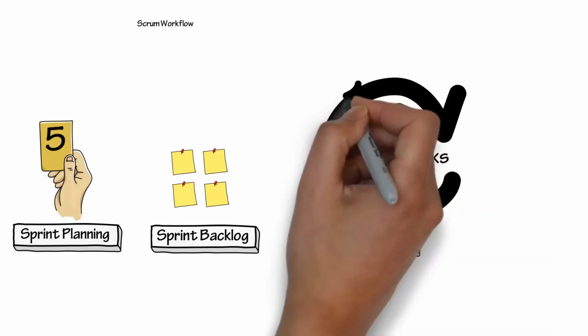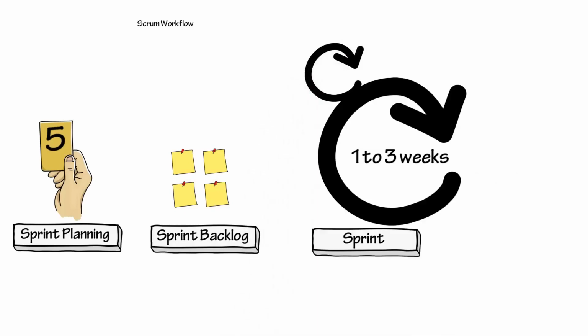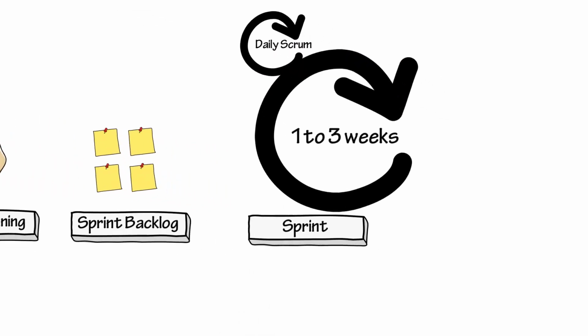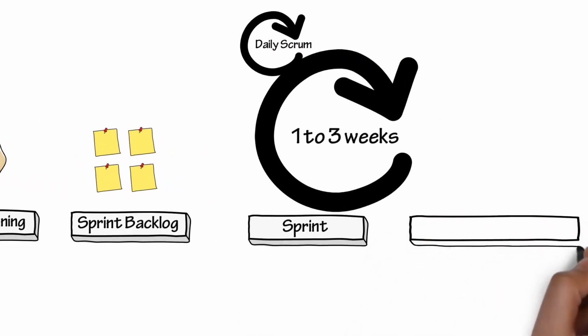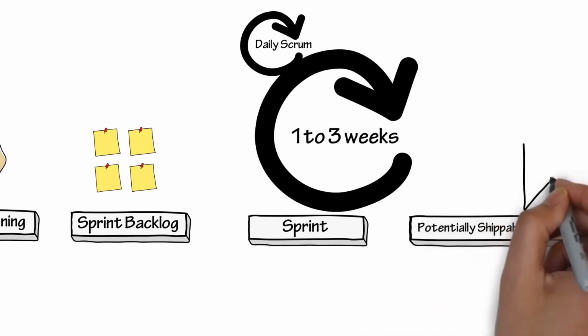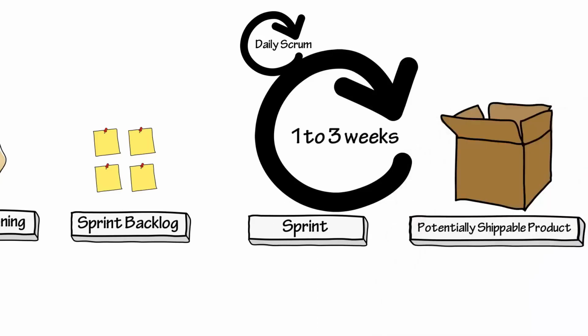During the sprint, the daily Scrum occurs as a stand-up meeting where the team discusses what they have completed and what they are working on, as well as any blocked items. The outcome of the sprint is a potentially shippable product. Potentially shippable means that the product owner can decide if it is ready to ship or if there are any additional features needed before it ships.